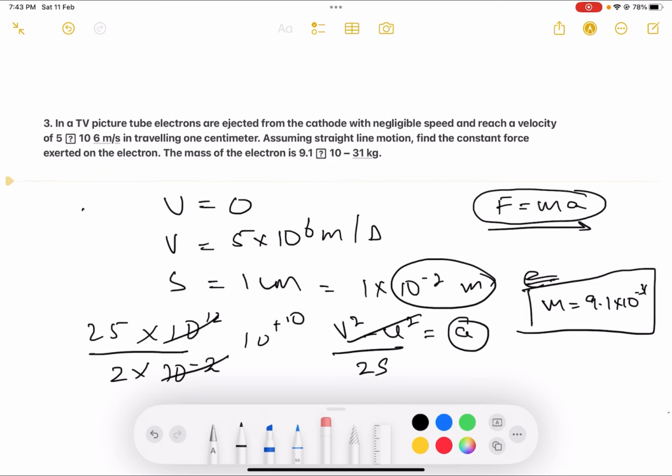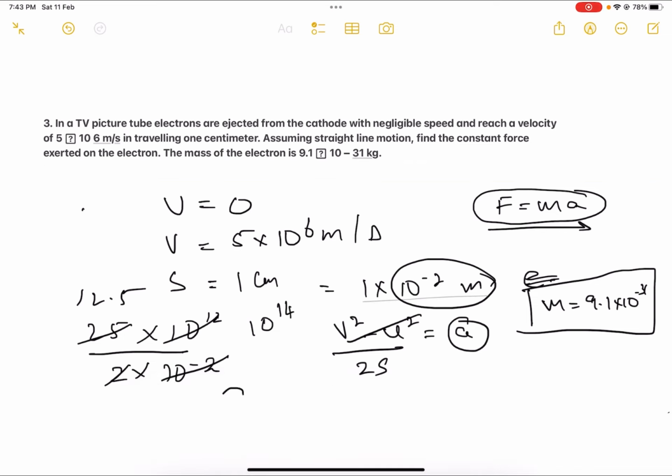It's going to be 10 to the power 14, right? Because this 10 to the power minus 2, if it comes to the numerator, it becomes 14, and this 2 gets cancelled to 12.5. So the acceleration is equal to 12.5 into 10 to the power 14 meter per second square.